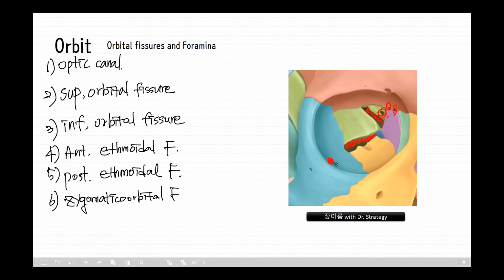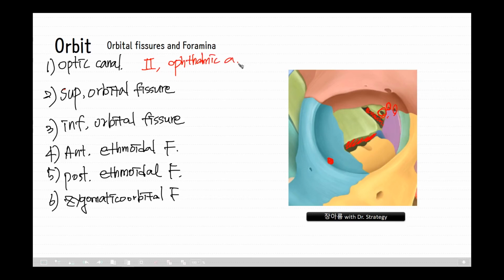The optic canal. The lesser wing of the sphenoid is connected to the body of the sphenoid by a thin flat anterior root and a thick triangular posterior root. The optic canal lies between these two roots and connects the orbit to the middle cranial fossa, transmitting the optic nerve and its meningeal sheaths and the ophthalmic artery. So, optic nerve and ophthalmic artery pass through the optic canal.